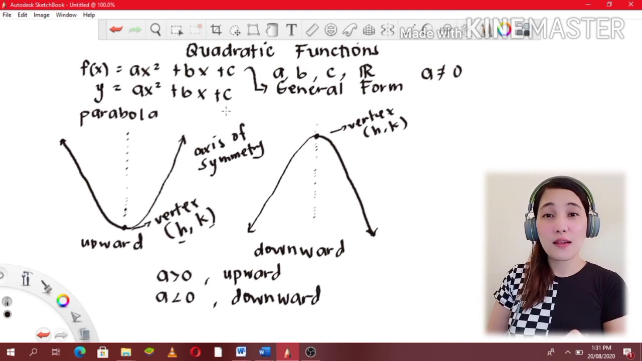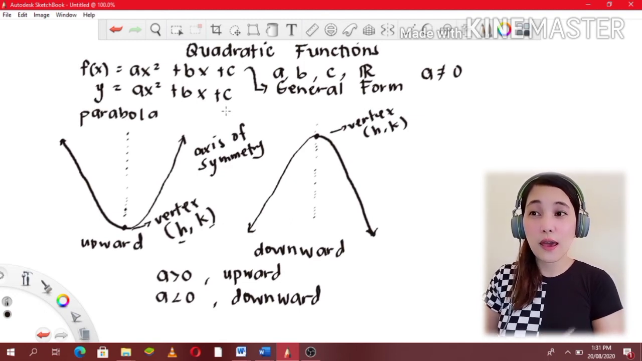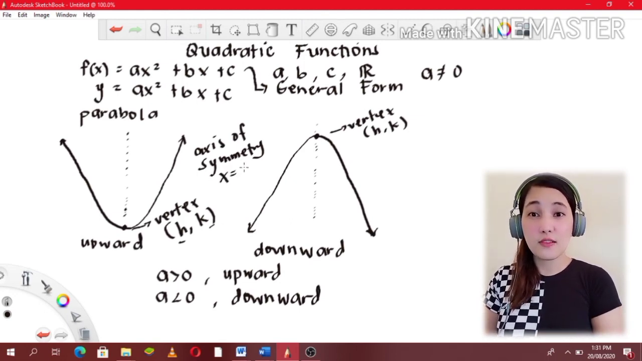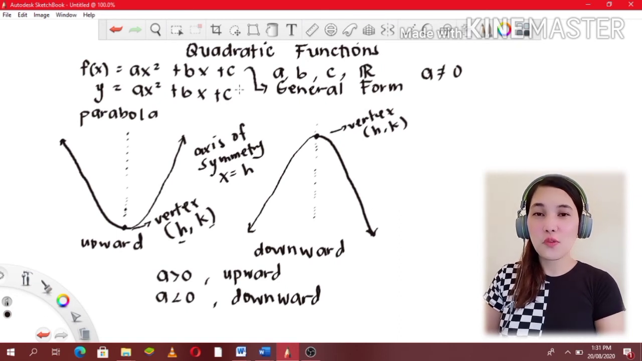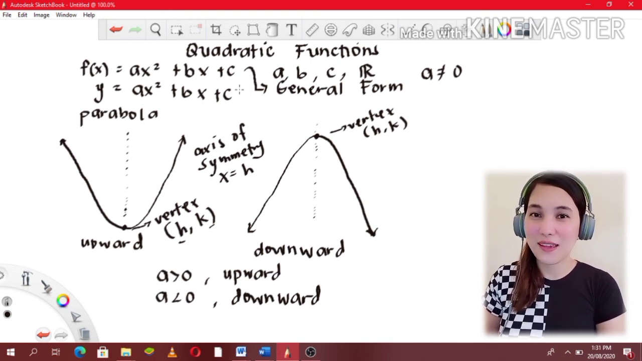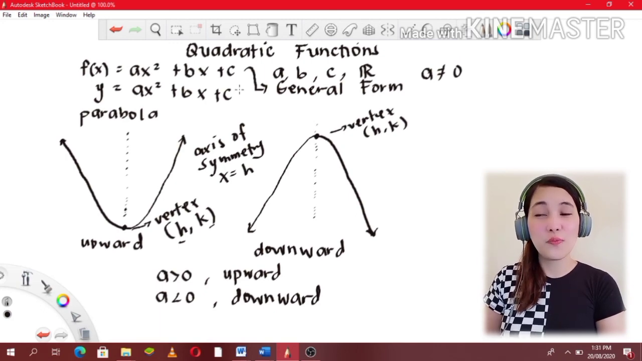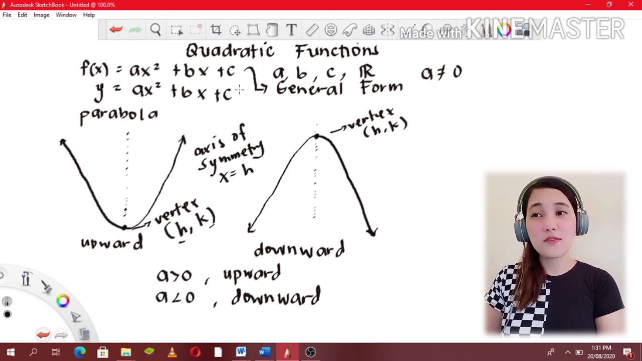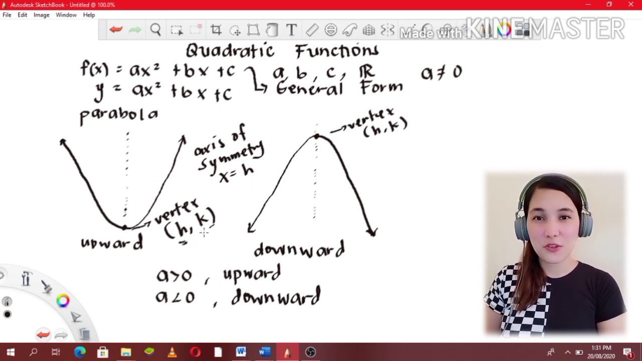because at x = h, the graph will be divided into two symmetrical parts if we draw a vertical line that passes through the vertex. So the axis of symmetry is the value of h in the vertex.